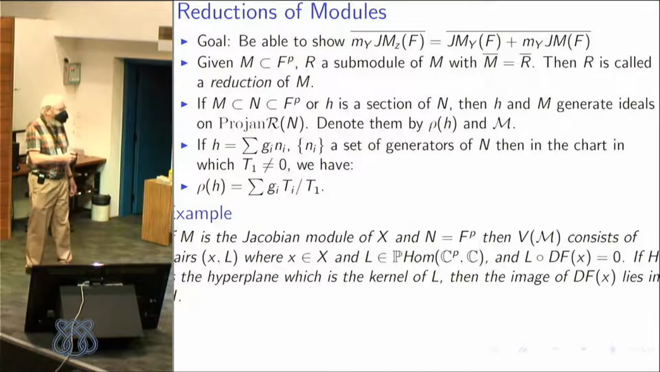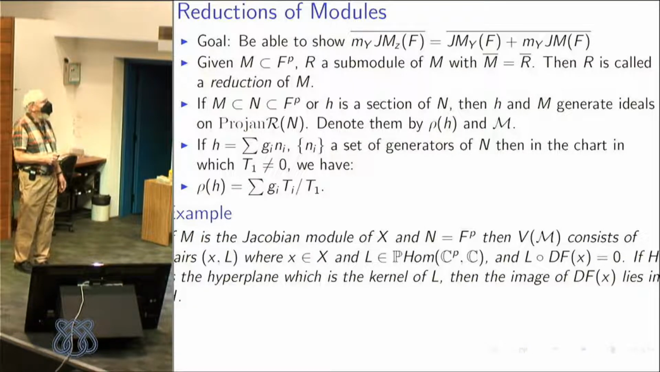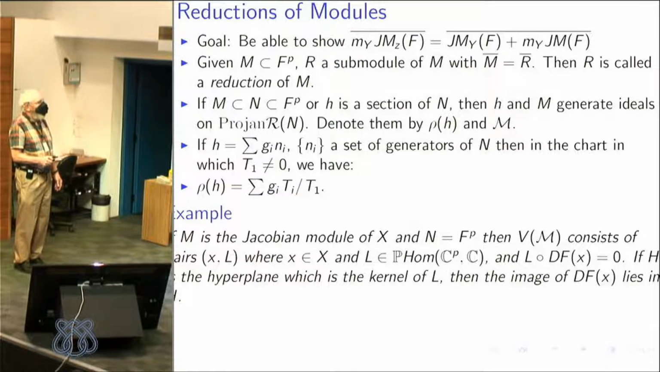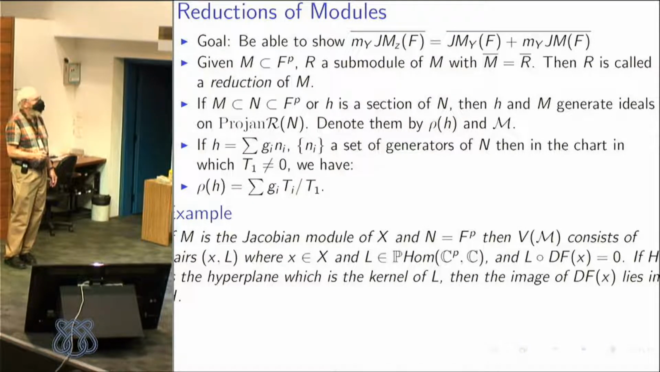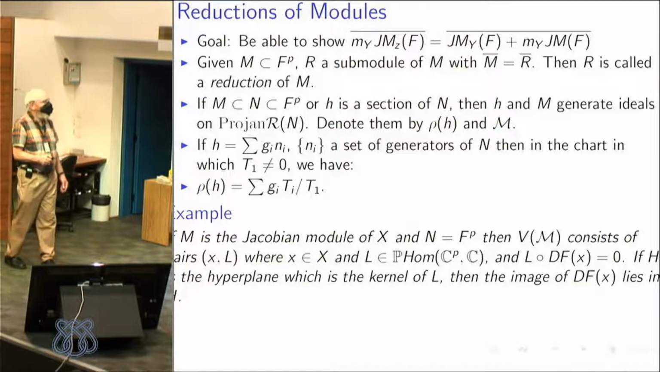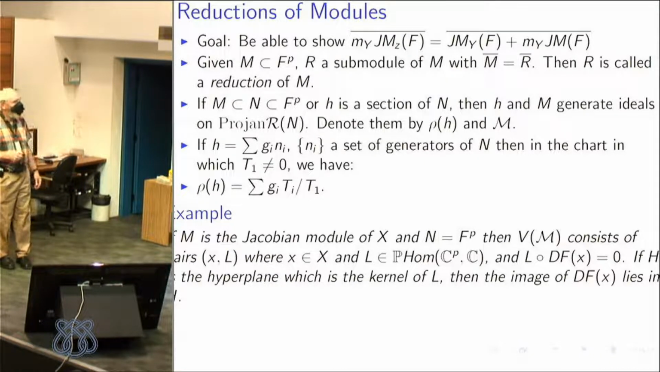Okay, so if M is the Jacobian module of X and N is a free module, then what is the vanishing of this ideal? Let's try to get used to it. Well, it's going to consist of pairs X and L, where X is in X. Now, L has to be in the thing we get when we look at Proj of the Rees algebra of N. Well, if N is a free module, then we're just looking at the projectivization of the Hom space. Or you can just think of it as hyperplanes, either one. And then what we're saying is that when you take L and apply it to df of X, you should get 0. So if H is the hyperplane which is the kernel of L, then the image of df of X lies in H. Okay, so the vanishing of M is all those hyperplanes which contain the image of df if we're working with the Jacobian module.